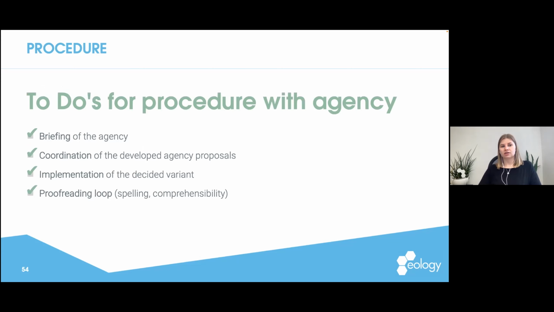If you want to work with your agency, of course, first of all, you need to do a briefing. You have to do coordination of the developed agency proposals, the implementation of the decided variant, and of course, in the end, you need again a proofreading loop for spelling and comprehensibility. And as I said before, always check your timetable, always check your schedule. If you have an external partner, maybe there are some delays, maybe there's some misunderstanding, and you need to do it all over again. So always plan in a buffer so that nothing gets delayed.